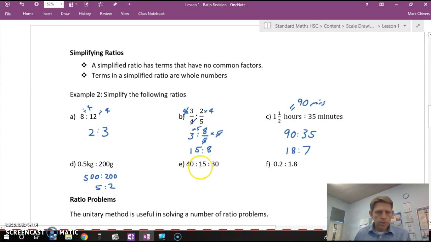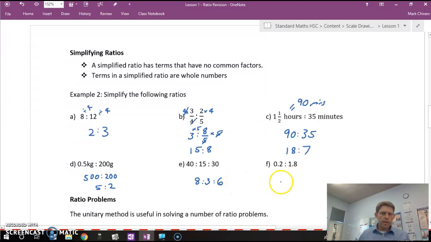In this next one, I've got 3 terms, but the same process applies as long as it's a common factor across all of them. So I can see that 15 is a factor of both 15 and 30, but it's not a factor of 40. And I can't use 10. It looks to me like 5 is going to be the best I can use. So 40 divided by 5 is going to be 8. 15 divided by 5 is going to be 3, and 30 divided by 5 is going to be 6. So although some numbers share common factors, there's no longer a common factor shared across all 3. So that's as simple as I can make that one.